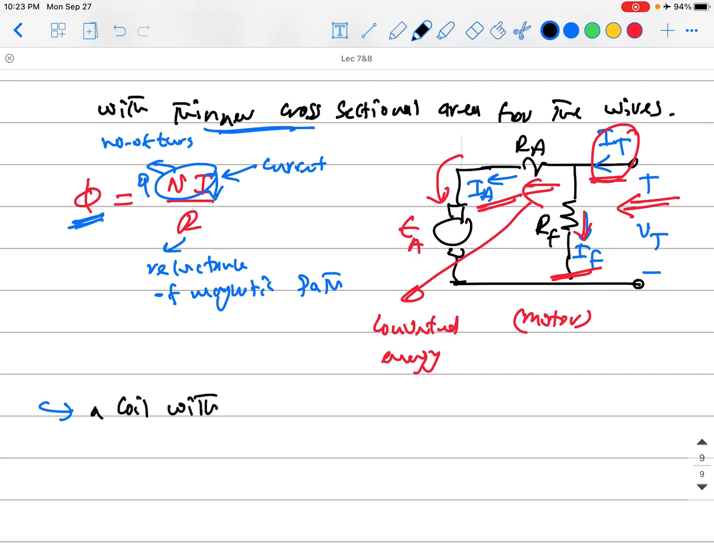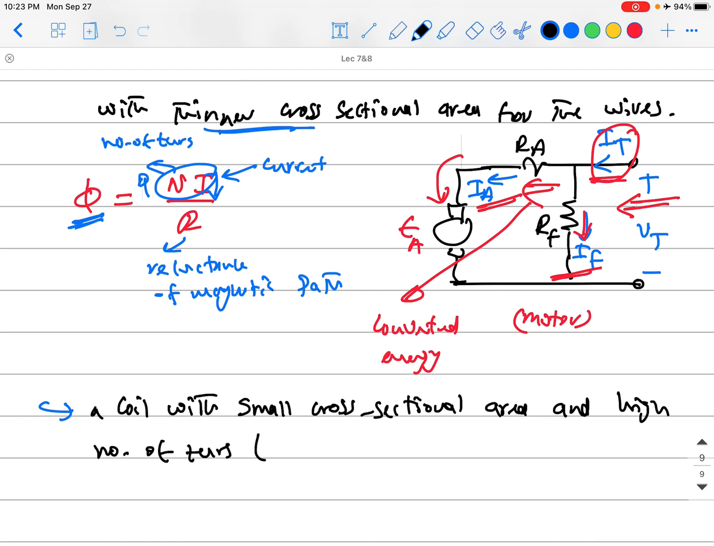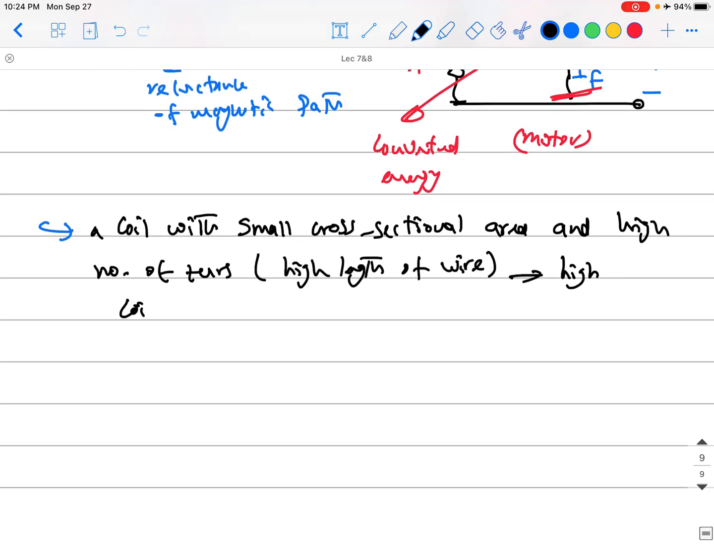And by definition here, guys, if you have a coil with small cross-sectional area and a high number of turns, a high number of turns means a high length of wire. That means you need a long wire wrapped for a high number of turns. By definition that will give you high coil resistance. The electric resistance will be high. That means R field will be high.